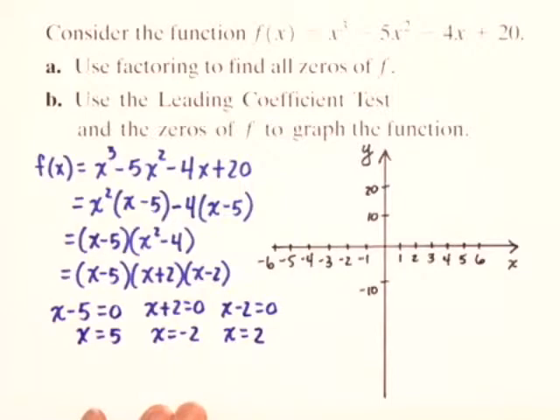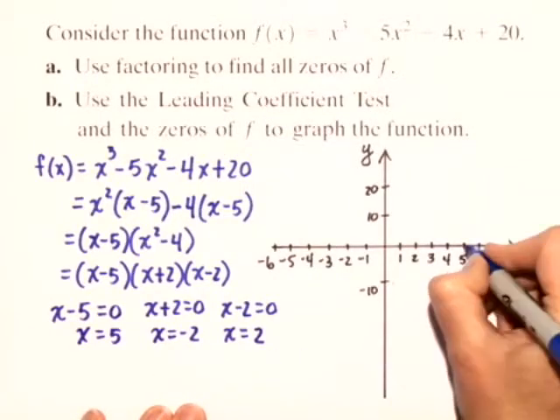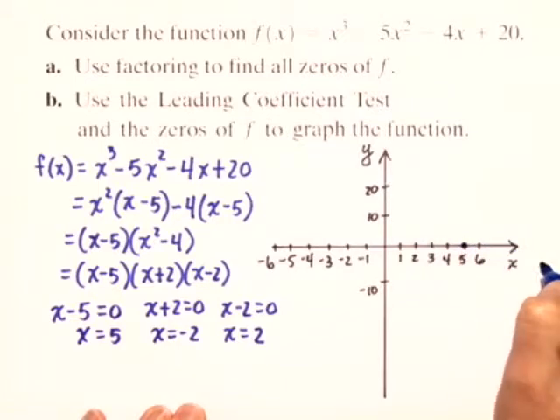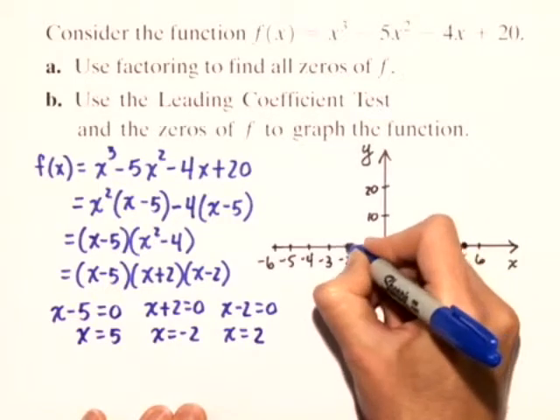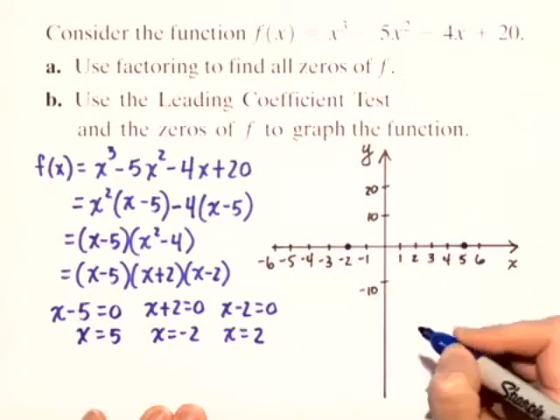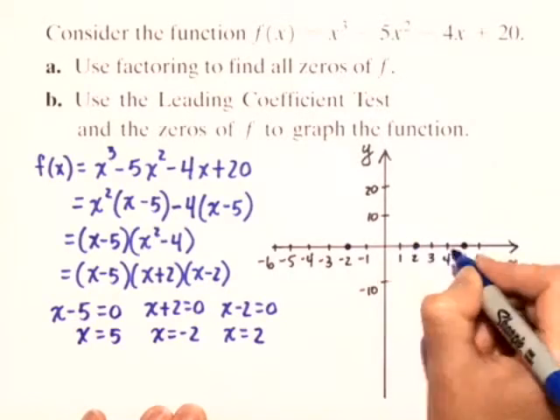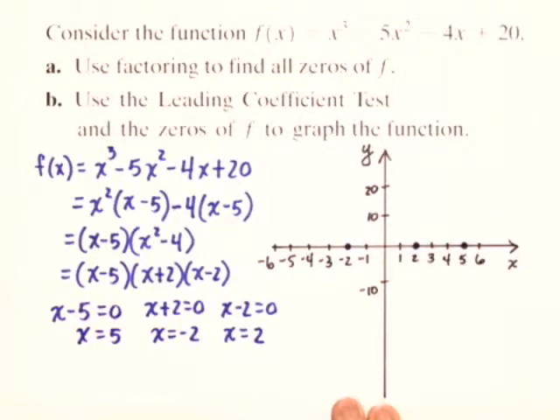So let's go ahead and just plot those points before we go on. So we know that x equals 5 is a 0, so that's an x-intercept. X equals negative 2 is also a 0, and x equals positive 2 is a 0 as well. Now, that was part A. In part B, we want to use the leading coefficient test and the zeros of f to graph the function. So let's talk about the leading coefficient test.